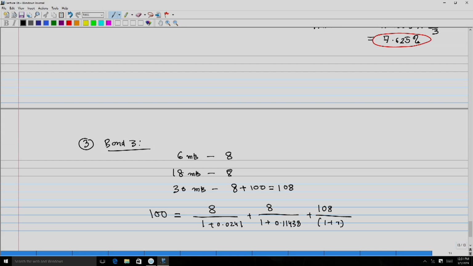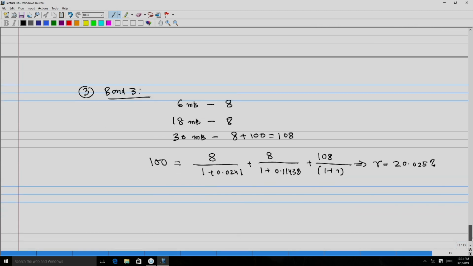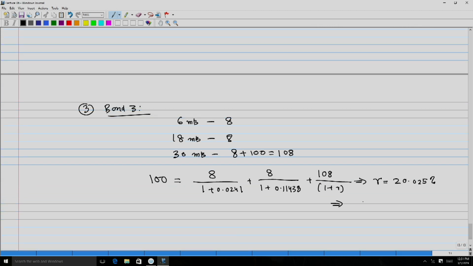which is what we are going to determine in case of the third bond. So, this will be divided by 1 plus r. If you make use of this, you end up getting r is equal to 20.025%. This again makes use of the simple interest convention.